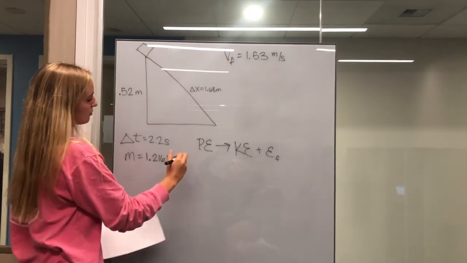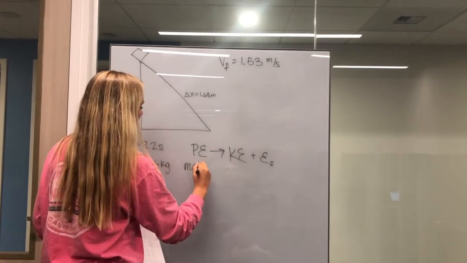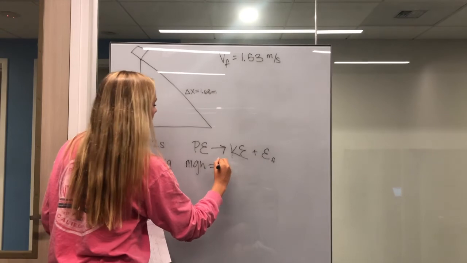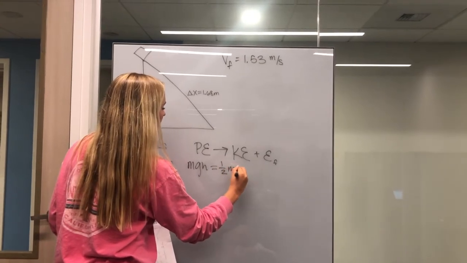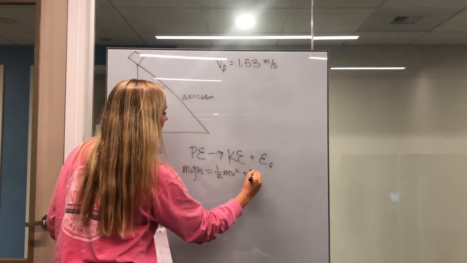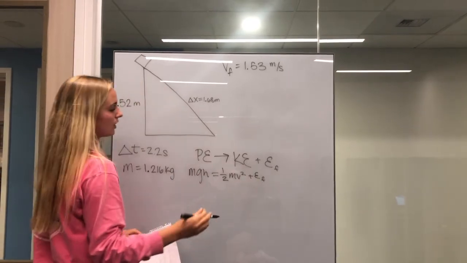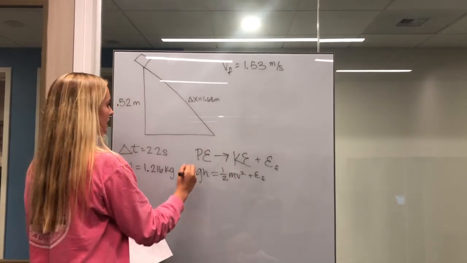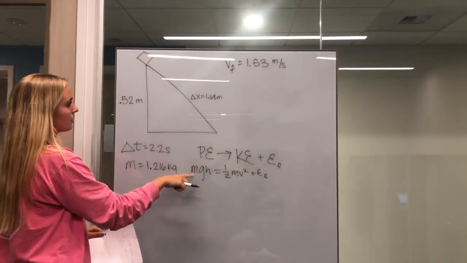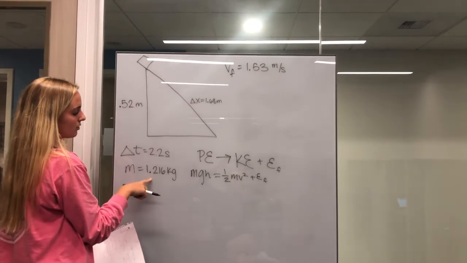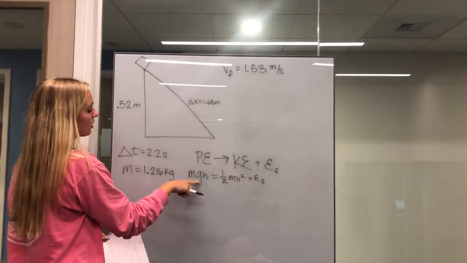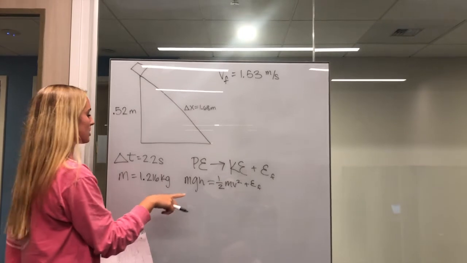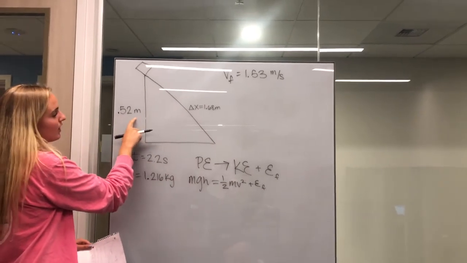So we can say mgh is equal to 1/2 mv squared plus energy lost to friction. And we're going to say we know our mass, which is 1.216 kilograms. Gravity we know is -10 meters per second squared. We start at a height of 0.52 meters.